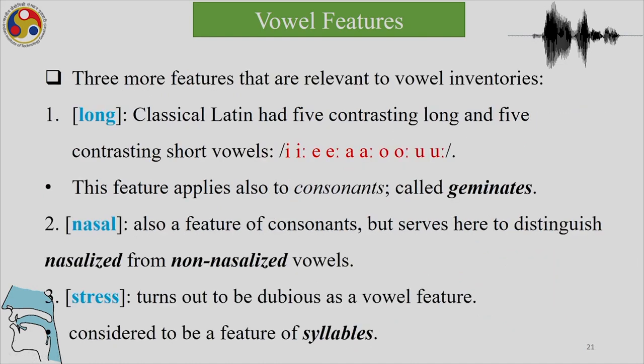And in vowels, three more features are relevant for vowel inventories, and these are long, nasal, and stress. So vowels can differ on the basis of length. In English itself, we have EE, and we have a long OO, and O and R and A. And then the other feature is that of nasal. Vowels can be nasalized, it can be shown with the nasalization symbol, and then vowels are also stressed. So the vowels bear stress in a language.